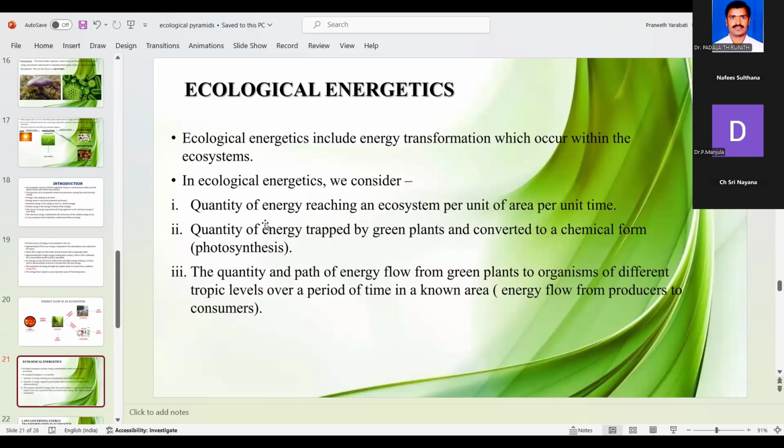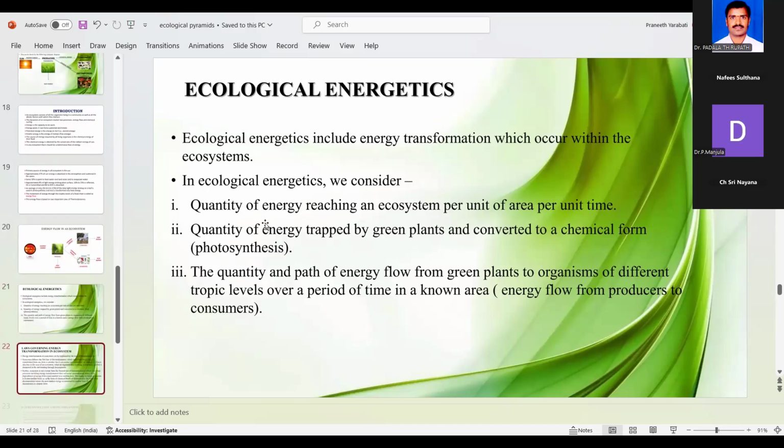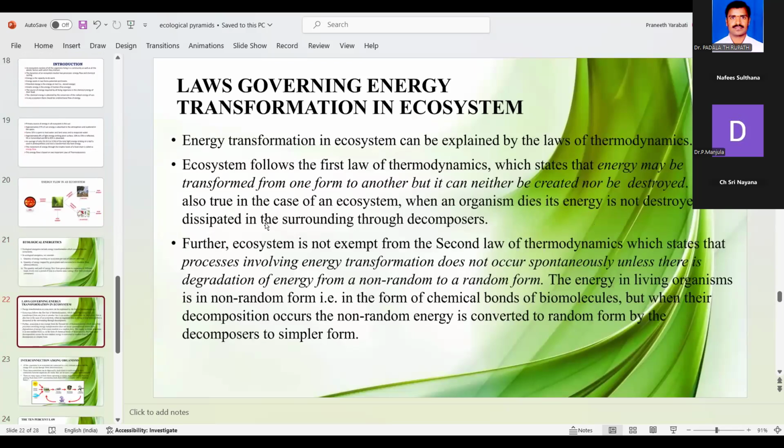The first one is the quantity of energy reaching the ecosystem per unit area per unit time. The second is the quantity of energy trapped by the producers, that is the green plants, and converted to chemical form. The third is the quantity and path of energy flow from green plants to the organisms of different trophic levels. We already discussed that. Energy transformation in an ecosystem can be explained by the laws of thermodynamics.